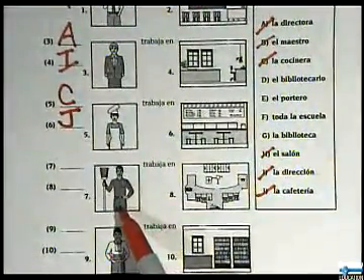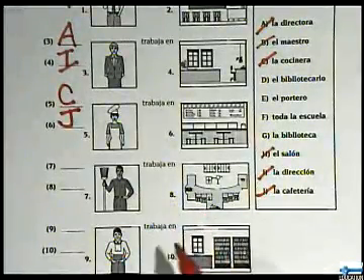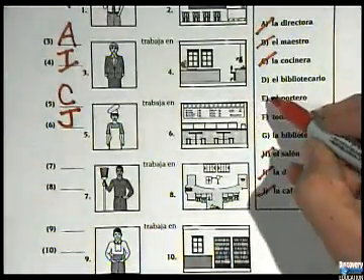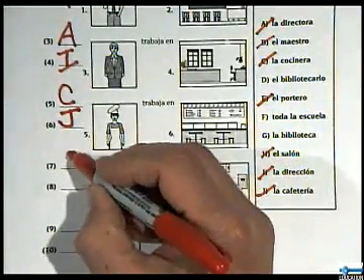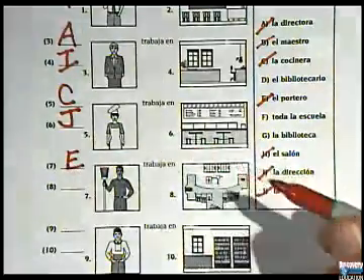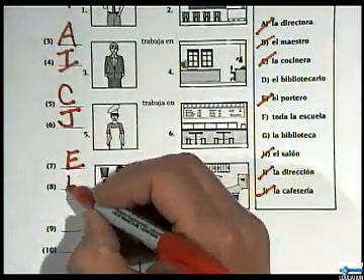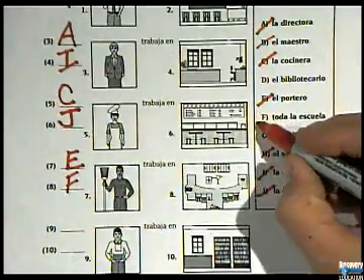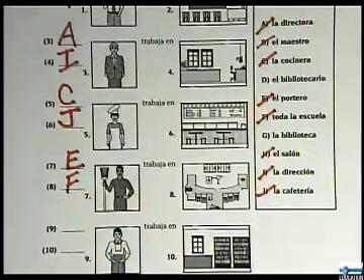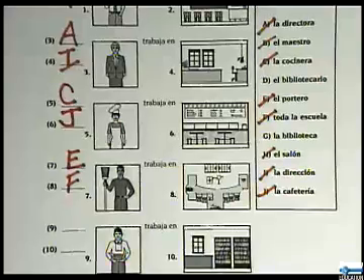Number 7, this person trabaja en number 8, this place. He is el portero, letter E. And the place that he works is the whole school, or toda la escuela, letter F. Okay, so there are your answers for 7 and 8.